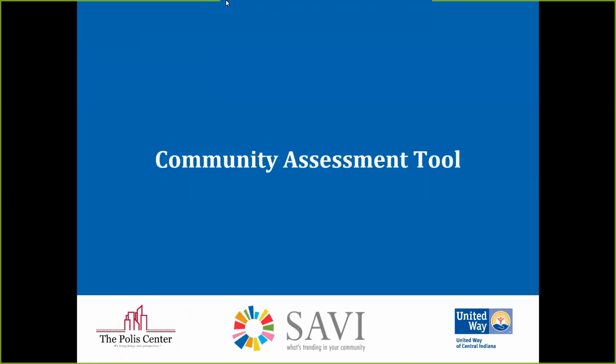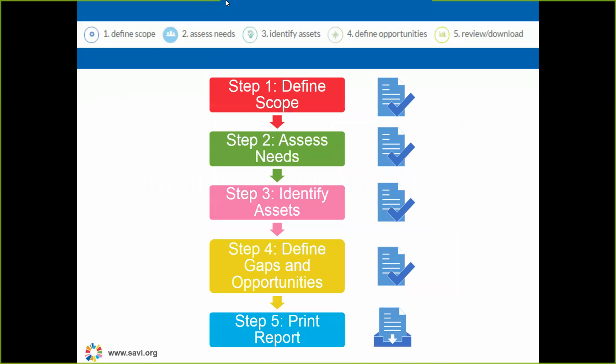So let's talk about the community assessment tool in SAVI. These are the steps of that community assessment tool, and they're pretty similar to the steps we just talked about, but specific to SAVI's community assessment tool. And we'll talk about each of these steps. So we're going to define the scope, assess the needs in an area, identify the existing assets. Then step 4 will be defining gaps and opportunities. This step 4 is more on you, where you're doing some thinking about the data that you've collected. And then step 5 is really the end goal here of the SAVI community assessment.